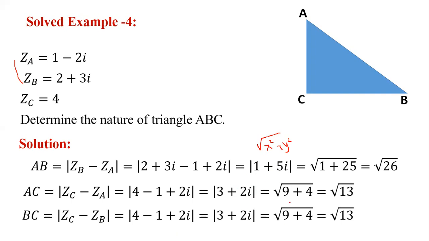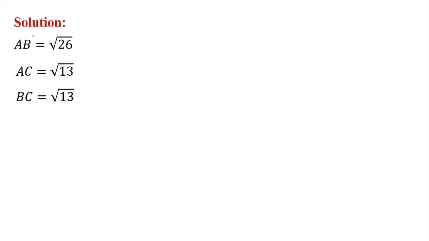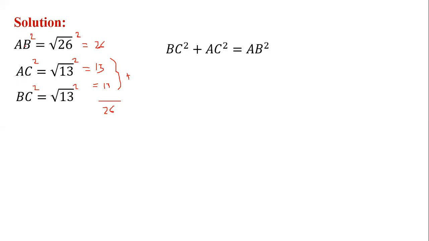Pay attention to the answers that came out, because they are giving us a sight on the nature of the triangle. If I square AB, radical 26 square gives 26. Radical 13 square gives 13. Squaring radical 13 square gives again 13. Adding 13 plus 13 gives 26. So AC square plus BC square is equal to AB square.